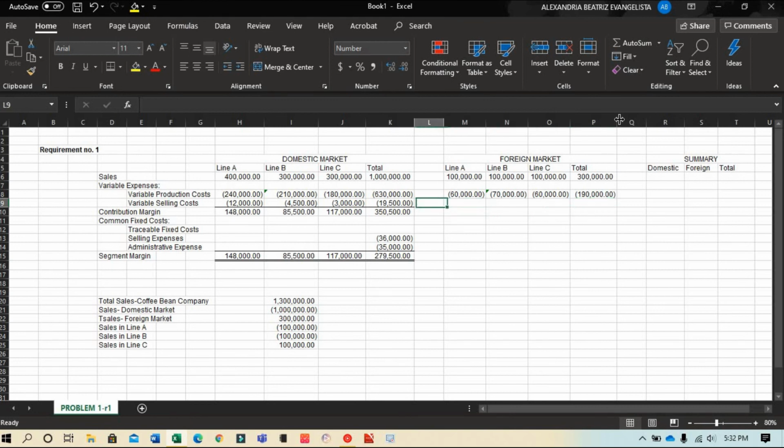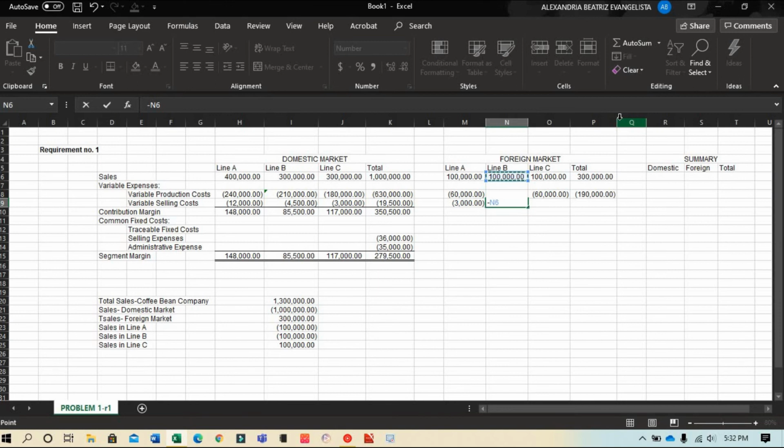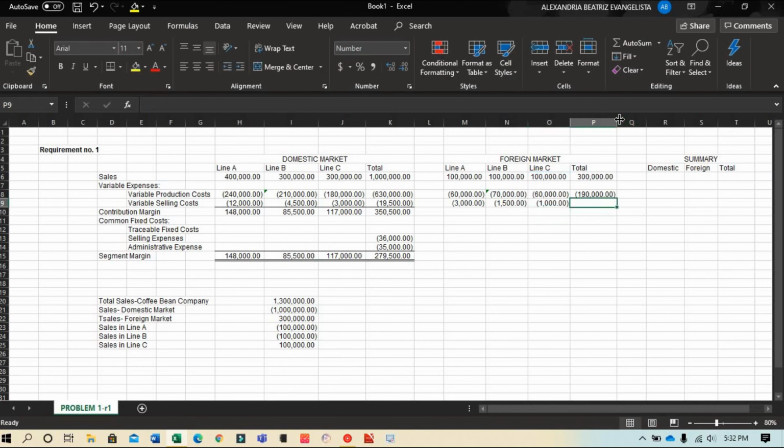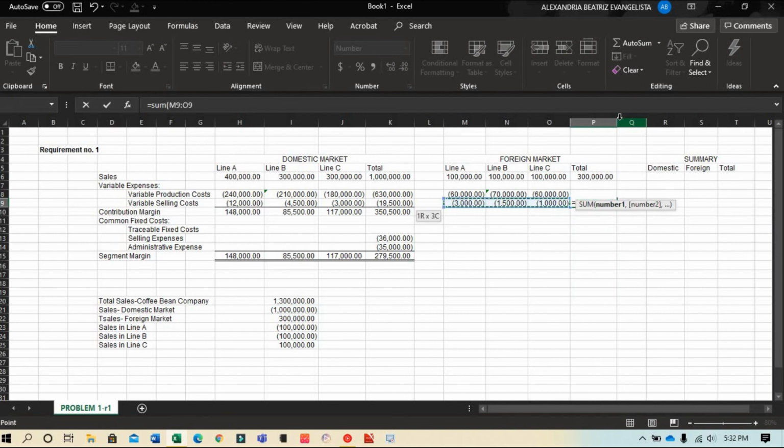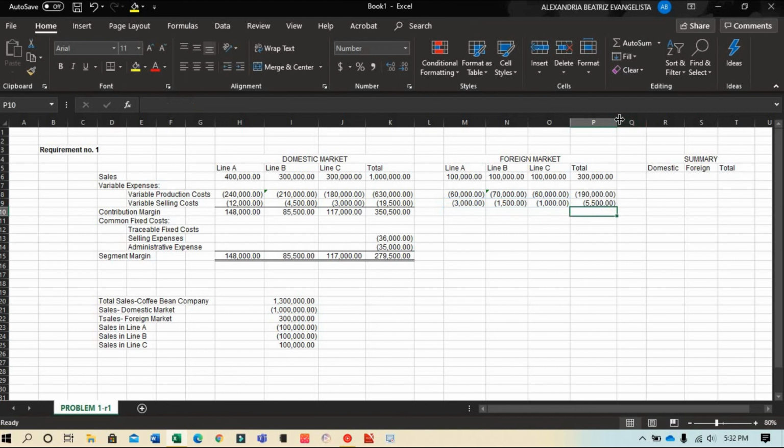And now let's proceed onto the variable selling cost, which, given the problem, under line A is 3% of sales. For line B, it is 1.5%, and for line C, it is 1%. And the total of it is $5,500.